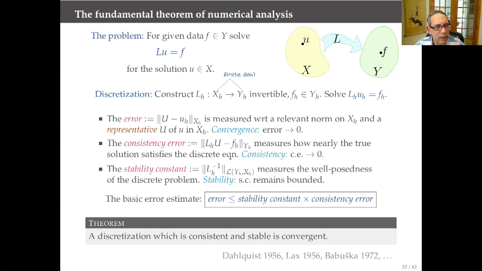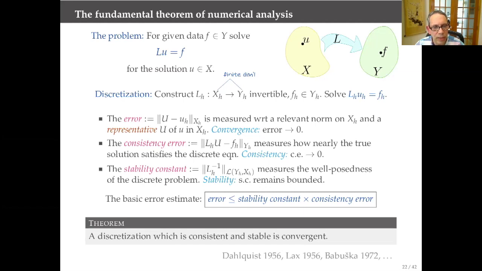And from that, it follows that a discretization which is both consistent and stable is convergent. So the conclusion is simple. You have to make your discretizations both consistent and stable. What's not simple is actually to achieve that, because there are many different subtle ways in which inconsistencies and instabilities can creep in. Courant, Friedrichs, and Levy discovered one of them.